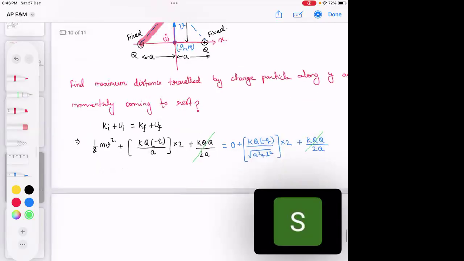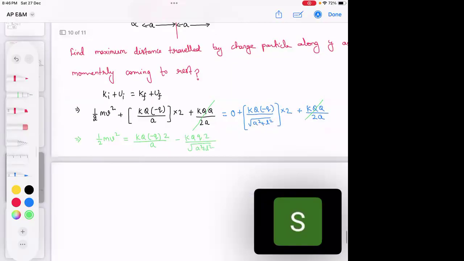Okay, na? So please tell me now, will I get this one? Half mv square this side. Let's send everything to the other side. So what will come? K capital Q minus Q by A into 2, right? And I have sent it to the other side. Minus K capital Q small q 2 divided by under root of A square plus L square. So if we simplify a little bit, we will get our answer.